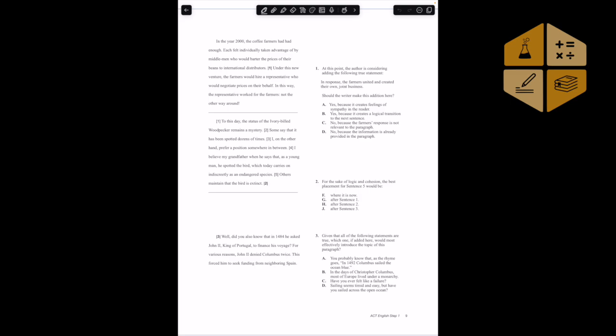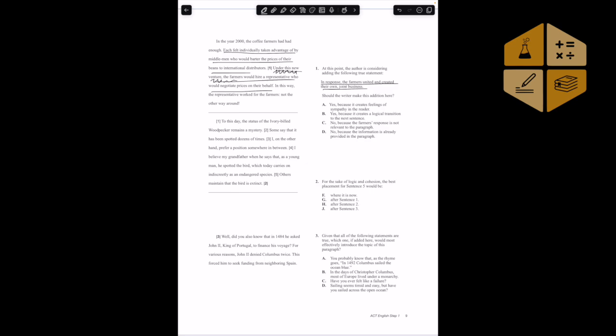And one key, of course, to getting these questions correct is to reread, especially the first sentence before and the second sentence after, with this potential sentence in its place. But in this case, we have a context clue that, if you're reading carefully, is going to help us understand if this sentence belongs or not. And that context clue is right here, where it says, under this new venture, the farmers. So there's some kind of venture that the farmers have created that should be referenced in the sentence before.